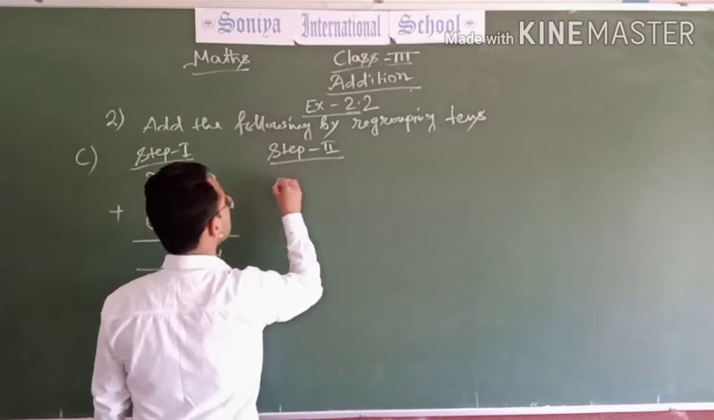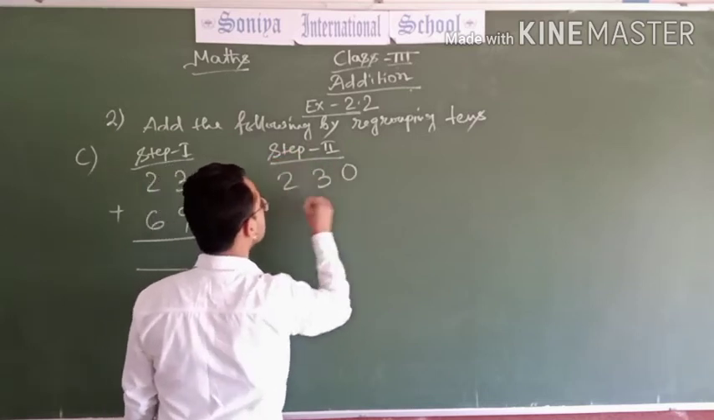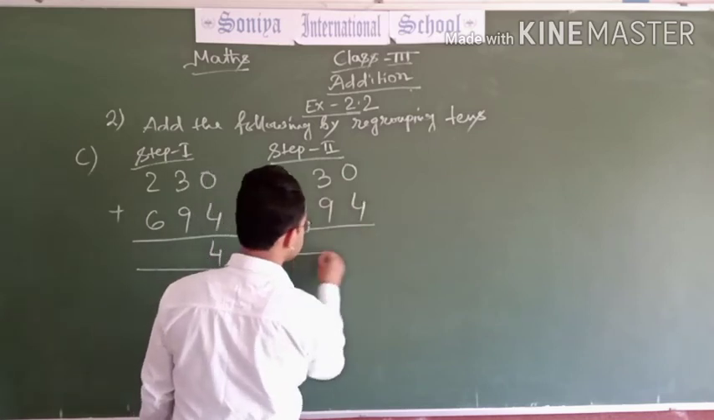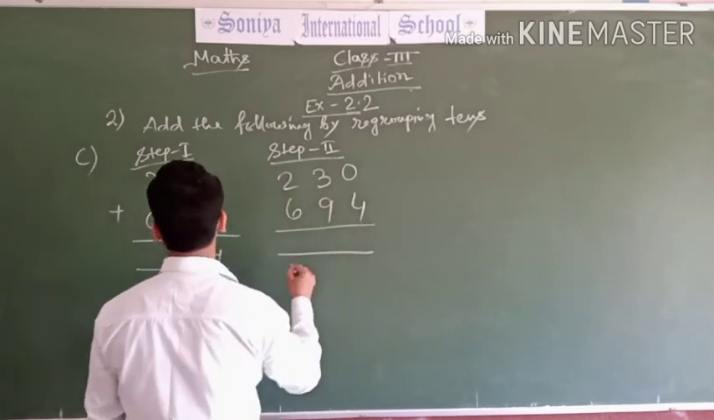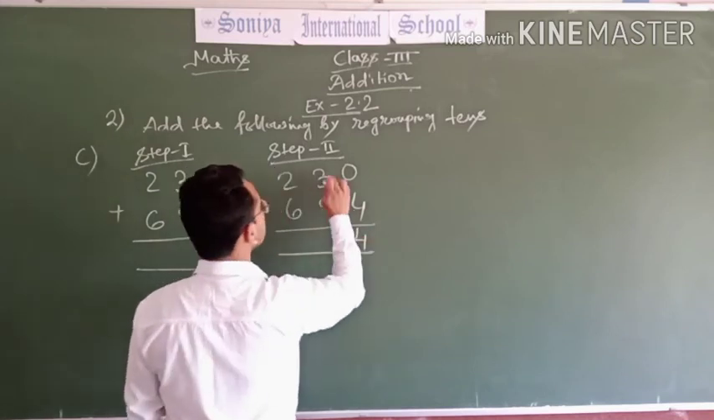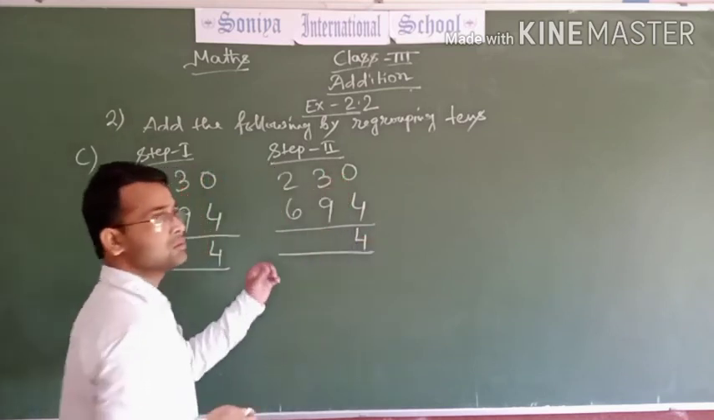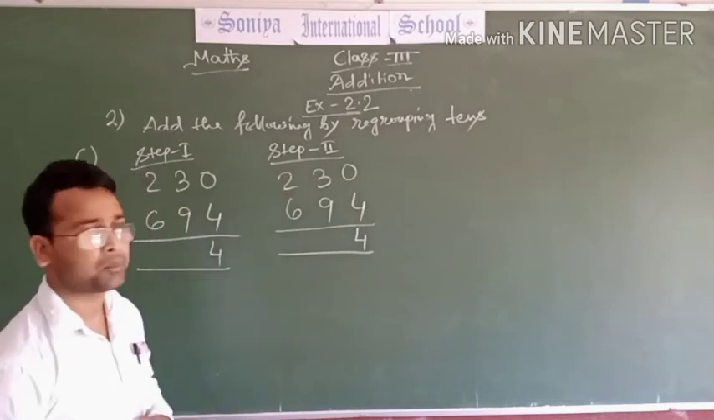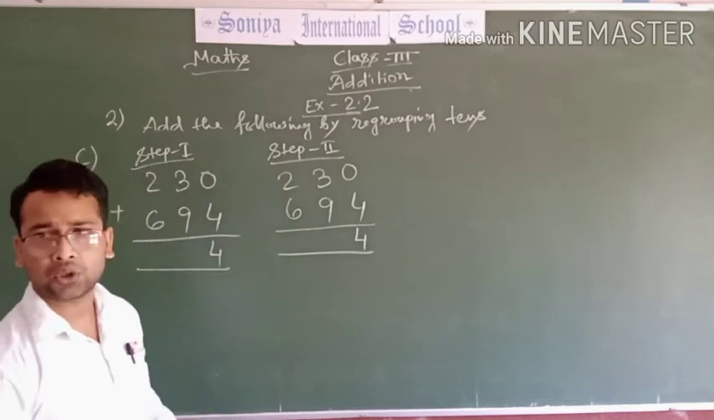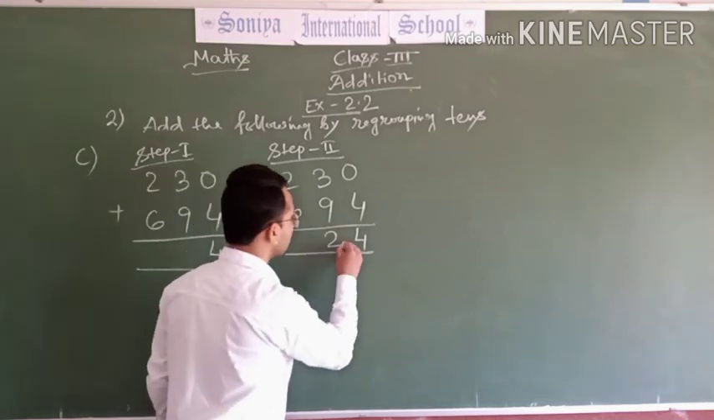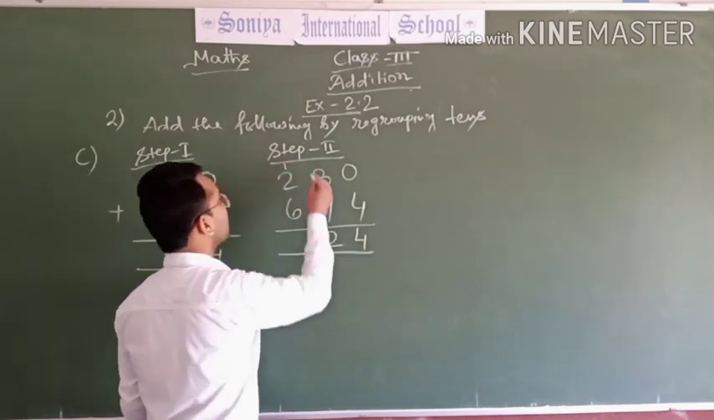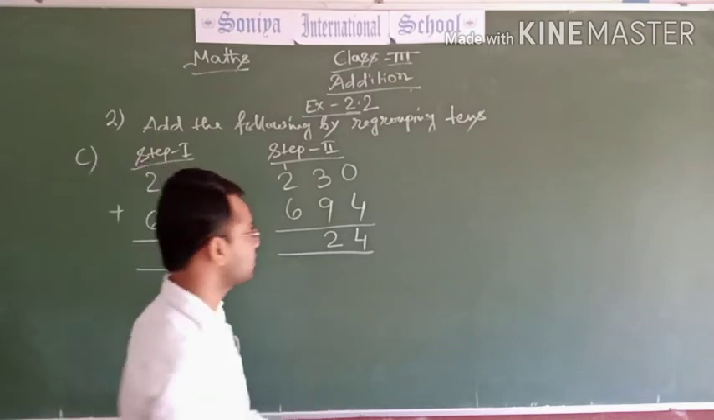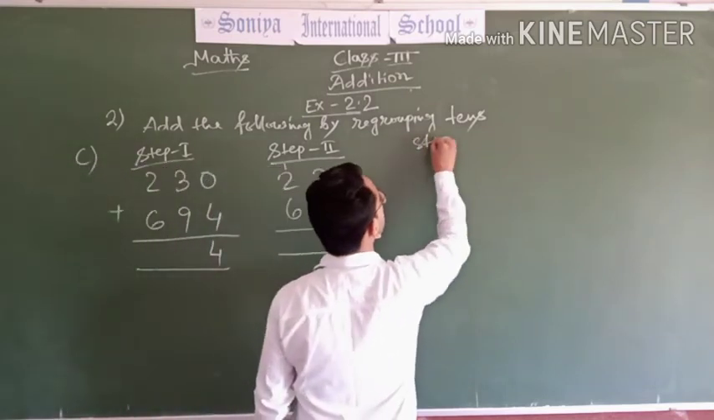Step 2, 2, 3, 0 and 6, 9, 4. We got from the first step 4. Now in step 2, add all the tens place numbers. 3 and 9 is equal to 12. So 12, and carry forward 1 here. That means the hundreds place. Now the next step, step 3.